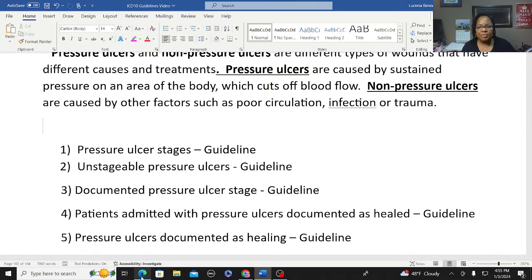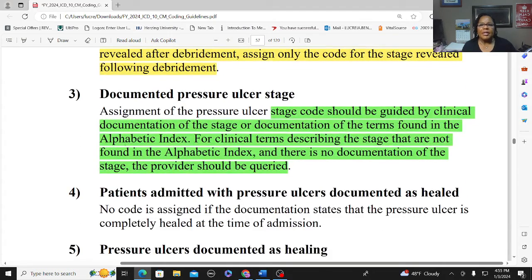Okay? 3, documented pressure ulcer stage. What if it is documented? All right? Assignment of the pressure ulcer stage code should be guided by clinical documentation of the stage or documentation of the term found in the alphabetic index.